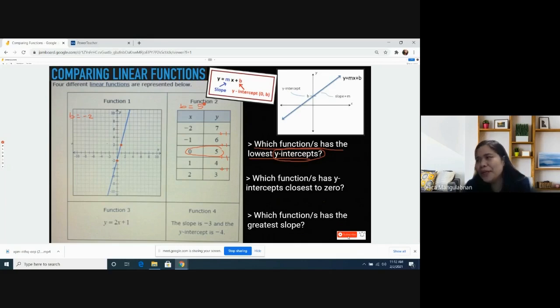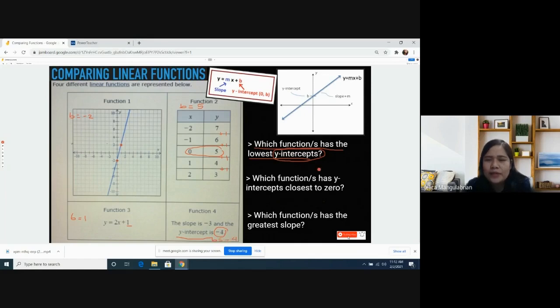Are you learning? Okay, next. What is the y-intercept in function 3? This one is very easy also. What is the y-intercept in function 3? Very good. So it is +1. So the y-intercept is 1. Next, obviously in here, the y-intercept is -4. It is already given. So the y-intercept is -4.